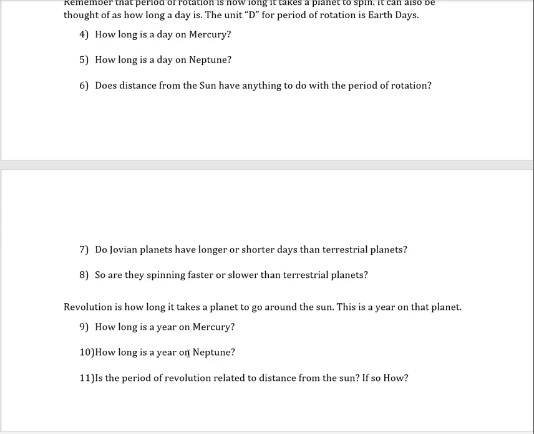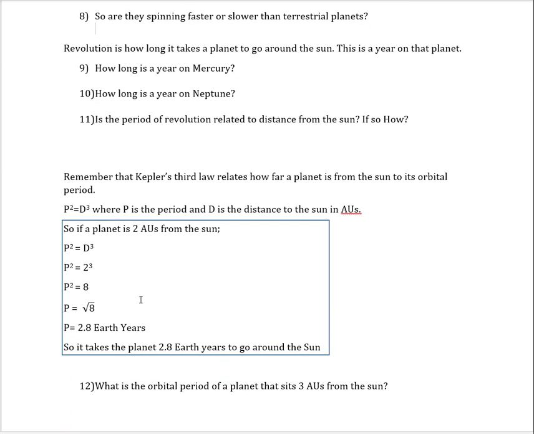Same thing. Read it off the chart. Is period of revolution related to distance from the sun? Right. Is how long it takes a planet to go around the sun related to how far it is from the sun? Think about Mr. Kepler. In fact, we're going to think about Mr. Kepler a little bit ourselves here in just a minute. In fact, let's think about it now.